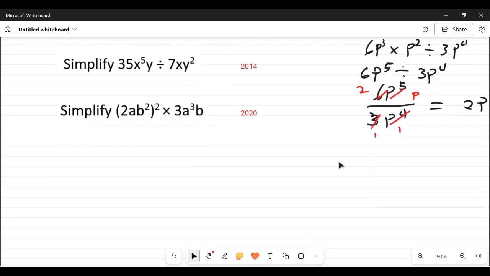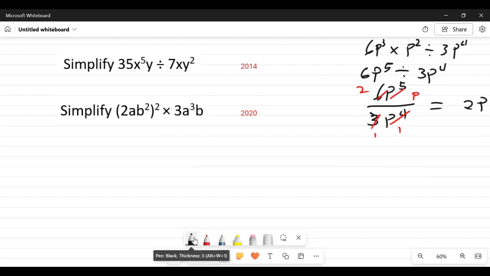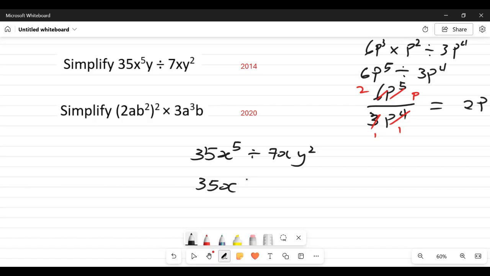Okay, so let me solve the last but one here. We have 35x exponent 5 divided by 7xy exponent 2. So like we did in the just ended question, we can rewrite this one using a fraction bar. So it's going to be 35x exponent 5 over 7xy exponent 2. Okay, so we can do the cancellation here.